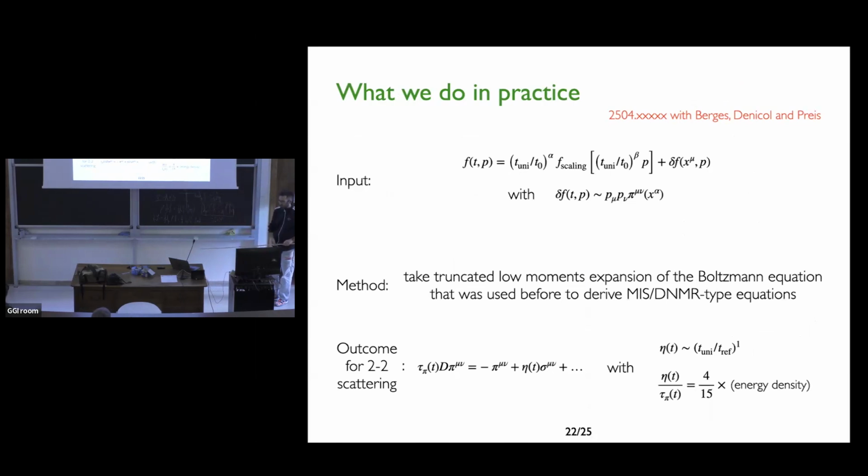And indeed, we do see such a feature, but we observe it using a different framework. We don't calculate the quasinormal mode in the presence of external momentum directly. What we do is we use the 14-moment approximation, and we start with the isotropic distribution function. We consider a small perturbation. We write this small perturbation in a Taylor expansion in particle momenta, and use truncated low moment expansion of the Boltzmann equation to close the system of equations and obtain an equation of motion of the MIS DNMR type for pi mu nu. And after the dust settles, what we obtain for 2-2 scattering is this kind of an equation that many of you are familiar with.